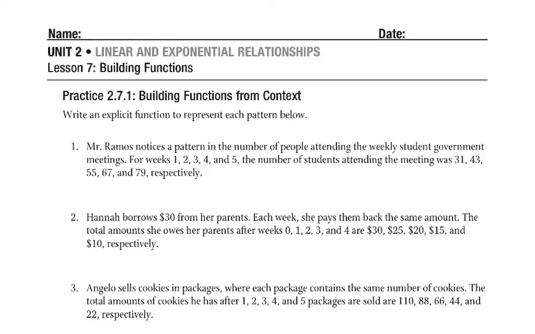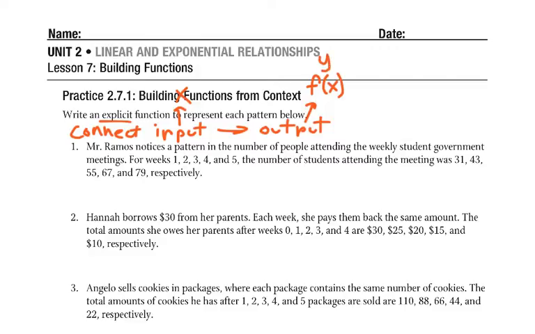Math 1, practice 2.7.1, building functions from context. So, we're making explicit equations here. Remember, explicit equations connect the input to the output. And the way we typically write the input is with the variable x, and the output with function notation f of x. We could also use y.